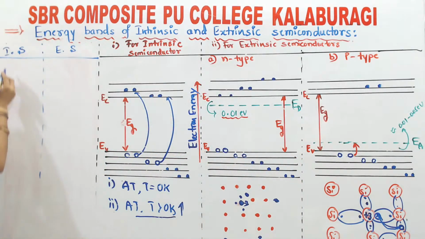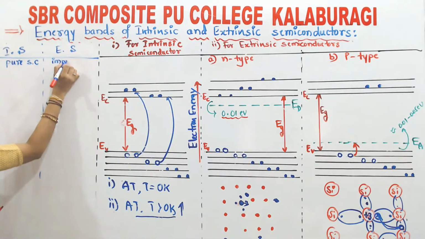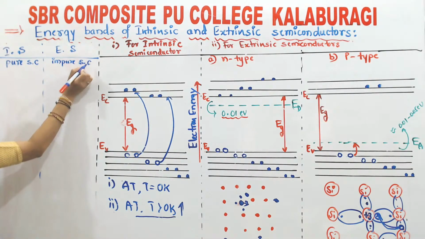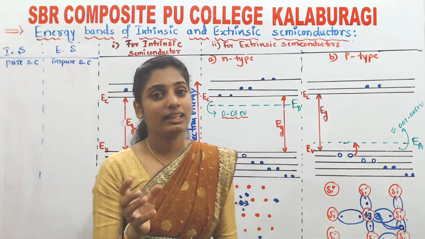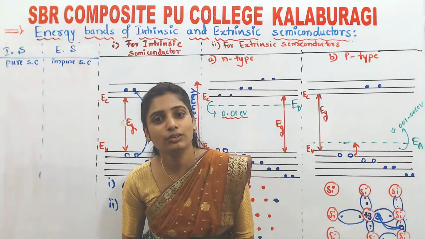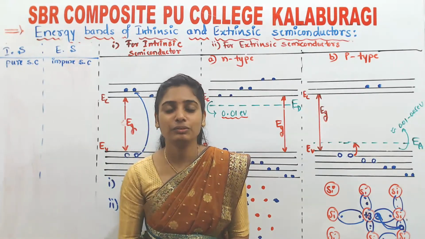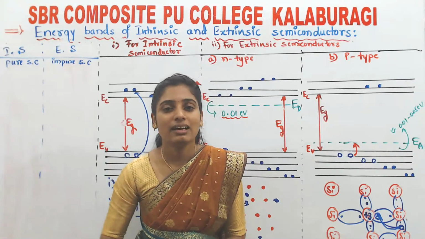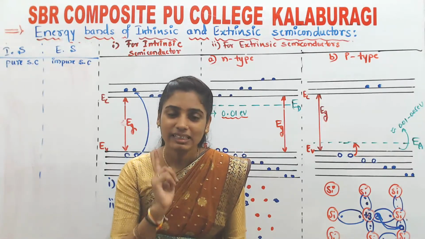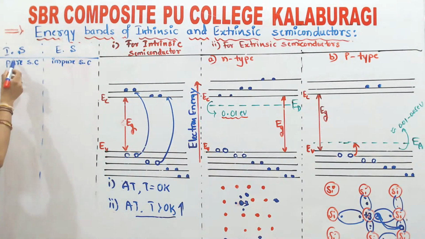So I can write the first difference as: these are pure semiconductors and extrinsic semiconductors are nothing but the impure, or doped semiconductors. And doped semiconductors means what? They may be doped with atoms of elements from the third or fifth group of the periodic table, those pentavalent or trivalent atoms are doped to the tetravalent silicon or germanium atoms. Okay. So next thing is, in intrinsic semiconductor, the conductivity is low.